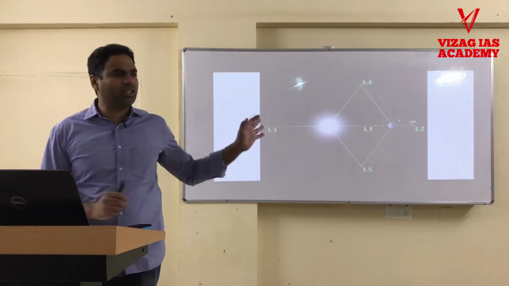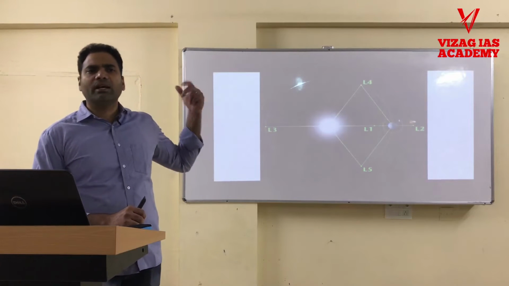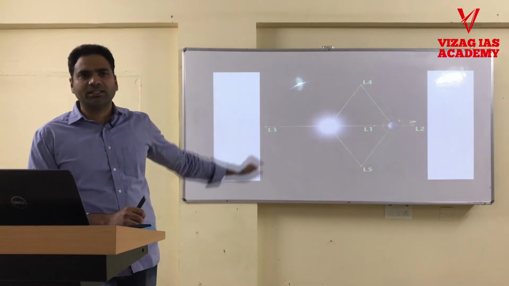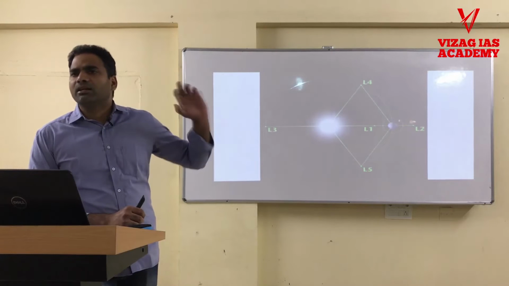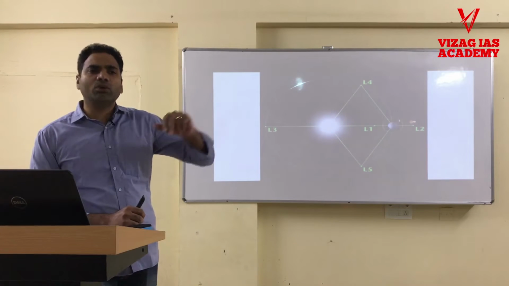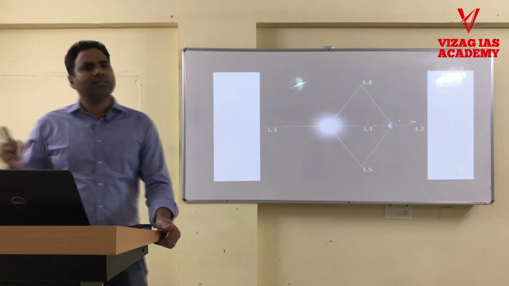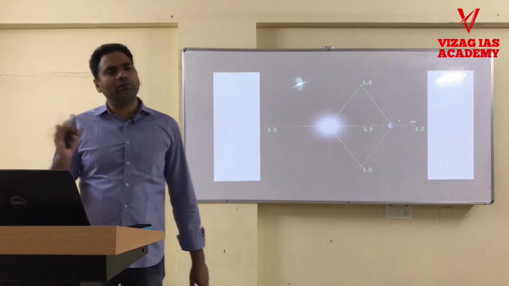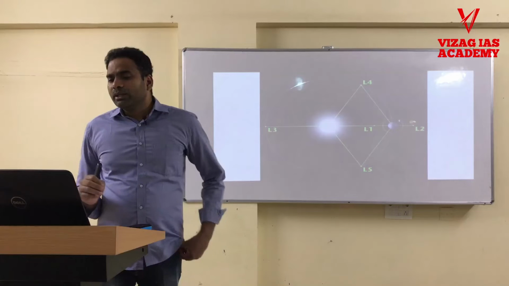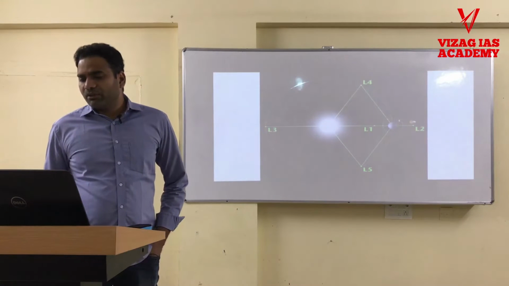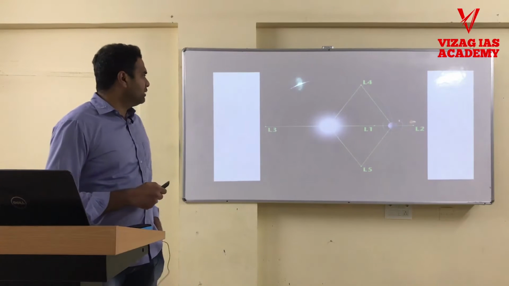Then there are actually 5 Lagrange points for the Earth and Sun system. Similarly, there are 5 Lagrange points between Sun and Moon. Similarly, there are 5 Lagrange points between Jupiter and Sun. Similarly, for every two bodies, there will be Lagrange points. Okay, we'll move on to the next slide. You will understand better.